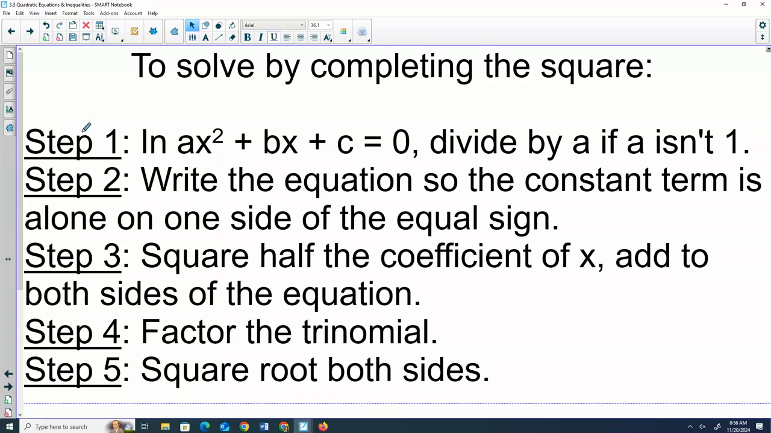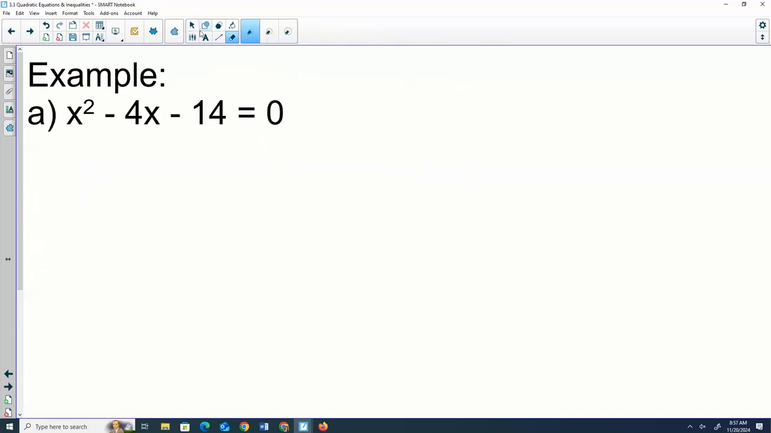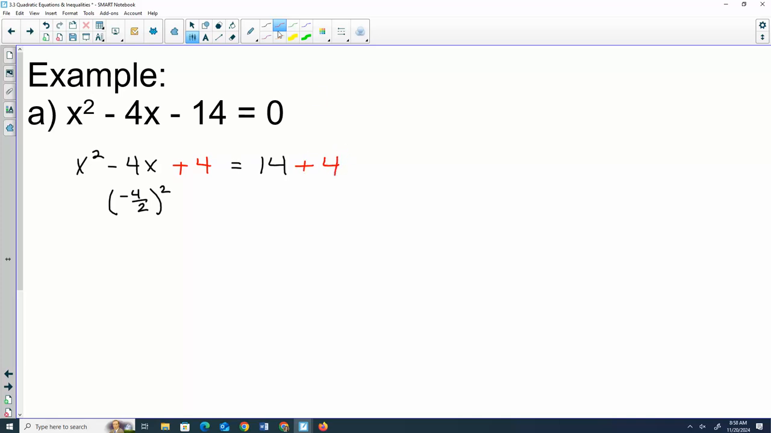So make sure it's a 1x squared, which it is. Then we need to move our constant to the other side. So I'm going to write my x squared minus 4x, I'm going to leave myself a little space, equals 14. And then just like we did with our circles, we need to create a perfect square. So to do that, we're making two identical parentheses. So it's always the number in front of x divided by 2 for the two parentheses, and then we have to square it. So negative 4 divided by 2 is negative 2. Negative 2 squared is positive 4. But whatever you do, you add it to both sides of your equation.